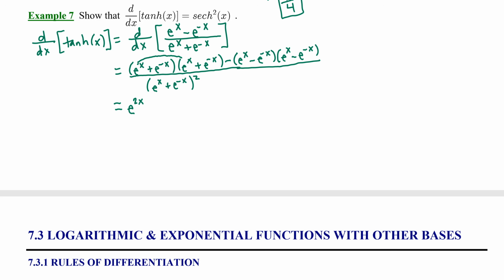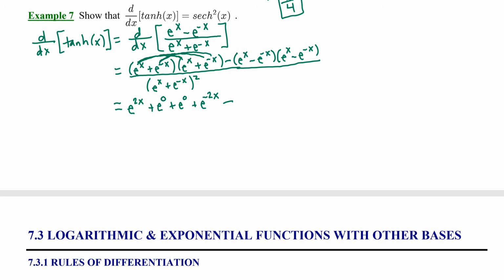Then the product of our outside terms, e to the x times e to the negative x: when we're multiplying like bases, we add the exponents, right? We're going to get the same thing for our inside terms, and for our last two terms, we add those exponents to get e to the negative 2x, okay?